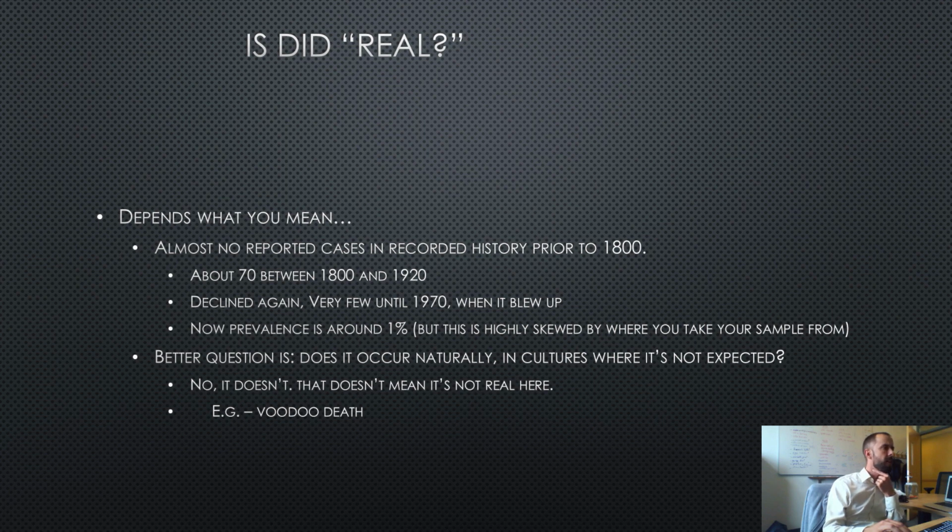So is it real? It depends what you mean by that. This is the historical situation: before 1800, there were really no reported cases in history of anything like this. Then in the 100 years between 1800 and 1920, there were about 70 cases of something like this reported, which is interesting.